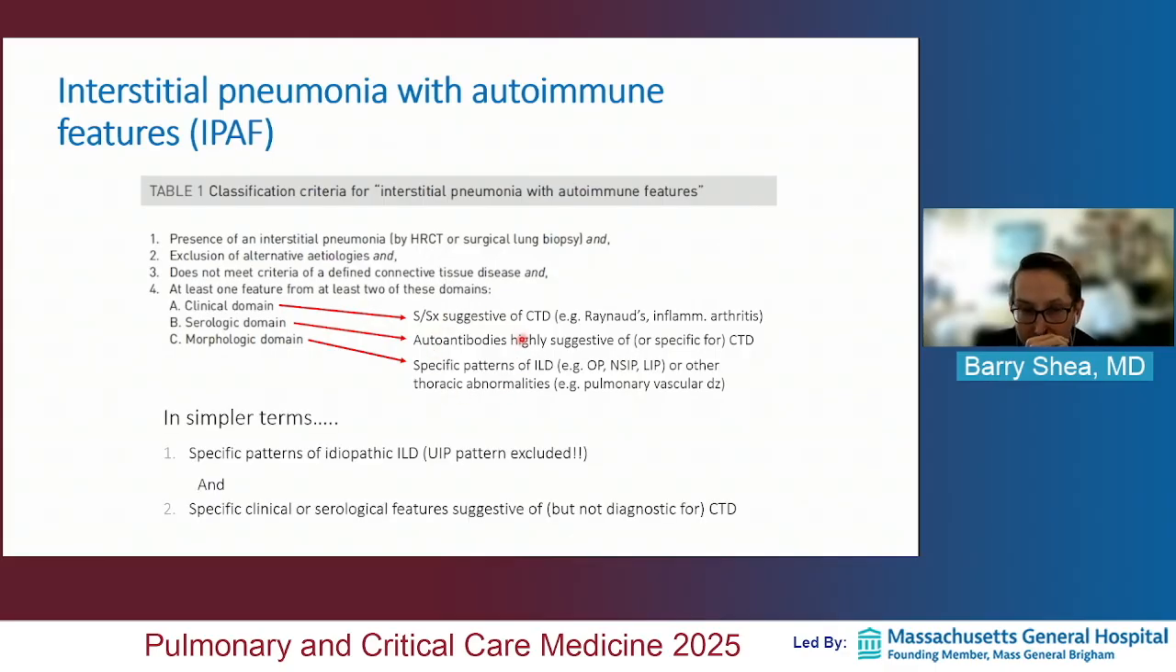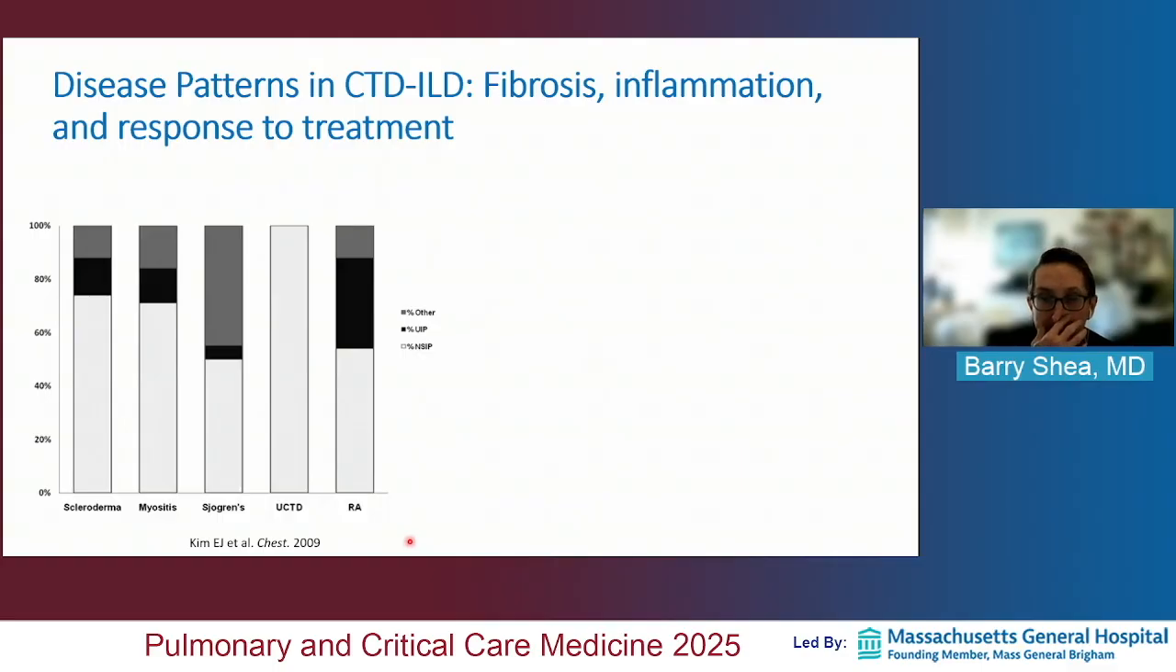In simpler terms, this is patients with specific patterns of idiopathic interstitial lung disease. And importantly, they excluded the UIP pattern here very intentionally, because with the UIP pattern, the pretest probability is higher that these patients may have idiopathic pulmonary fibrosis and not connective tissue disease. So this is for patients with these specific patterns of idiopathic interstitial lung disease and certain clinical or serological features that are suggestive, but not diagnostic, for connective tissue disease. So let's move on to treatment.